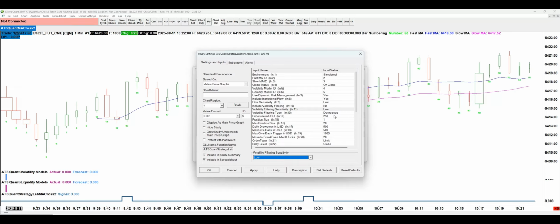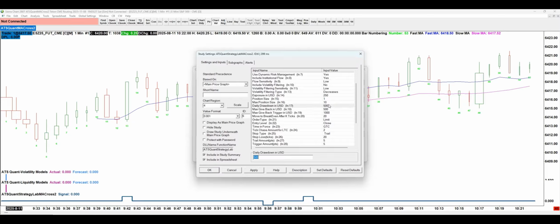So for our exposure, we're going to leave it at 250. Our exposure is the amount that we're willing to risk per trade in USD. And we're going to have a position size range. Let's say from 1 to 10. And we'll rely on our dynamic risk management system to determine the most appropriate position size. We're going to give ourselves a $1,200 daily drawdown. So if we're ever down by $1,200 in a given day, our system will stop trading. And then I think this looks fine.